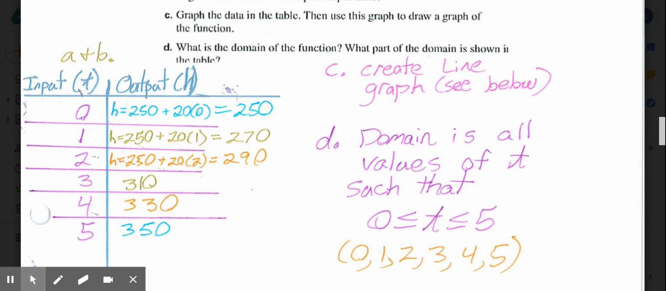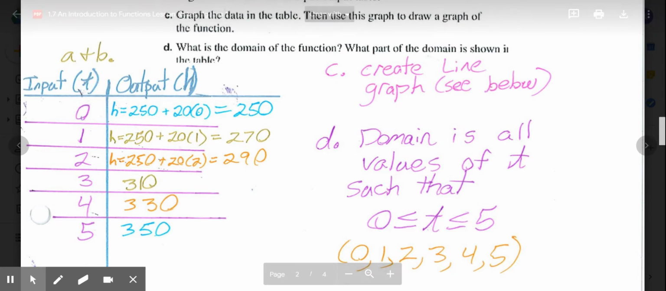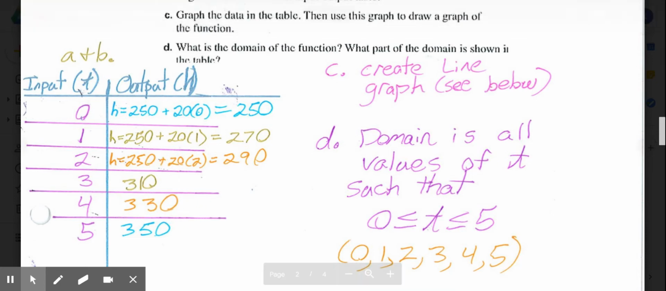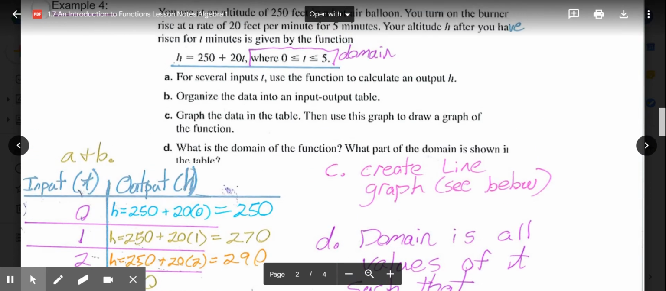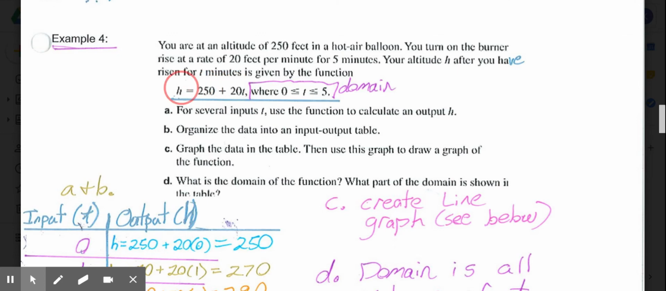Then we'll substitute a 1 in for t. 20 times 1 is 20, plus 250 is 270. And then substitute in a 2. 2 times 20 is 40, plus 250 is 290. Do the same for 3, 4, and 5, and you get the outputs of 310, 330, and 350. So each one of these inputs, we're just substituting in for t in this equation to get our output of h.